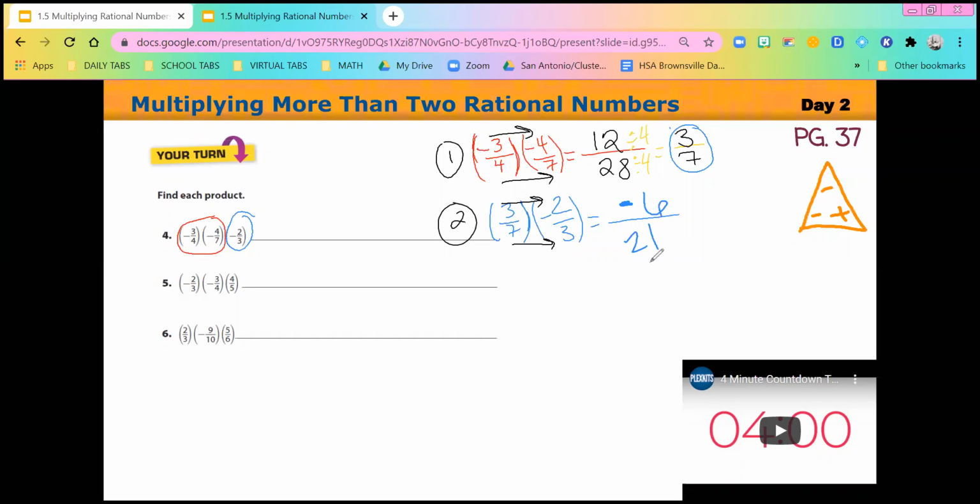And I know, if you for sure got to this part, -6/21, and you are not sure if this could be simplified, the answer is yes. When I think of simplifying, the number I always start with, of course, is 2. I divide both of these by 2. If that doesn't work, I try 3. If 3 doesn't work, I sometimes then go to 5 or 4. It just depends on you.